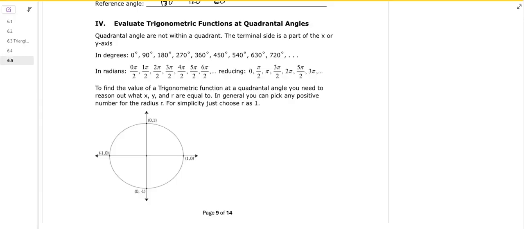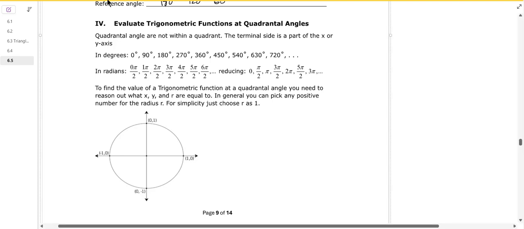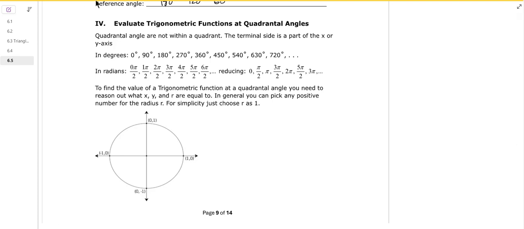Greetings, college trigonometry students. In the next part, part 4 of this section, we're going to look at trig functions and how you determine their value at quadrantal angles.